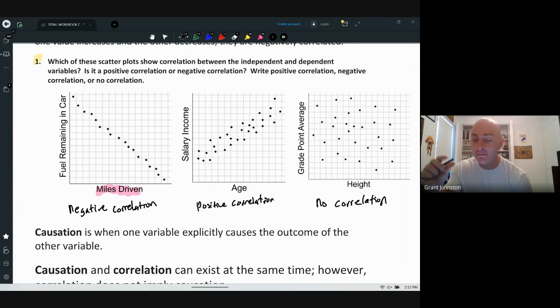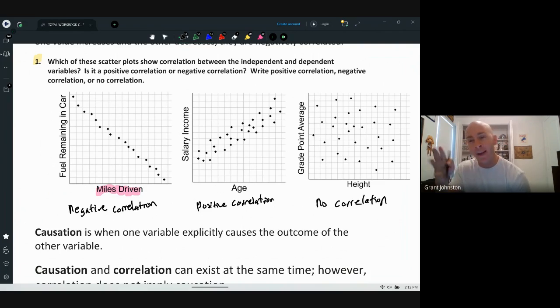Age and salary income makes some sense, right? Because you get promotions as you get older and older, stuff like that. So there's a little reason for there to be some positive correlation there. And then miles driven and fuel, of course there's going to be correlation there, because the more miles you drive, less fuel remaining in the car. So keep that in mind.